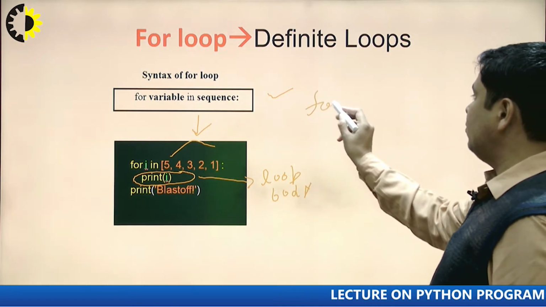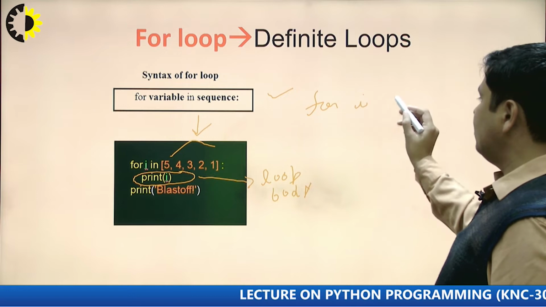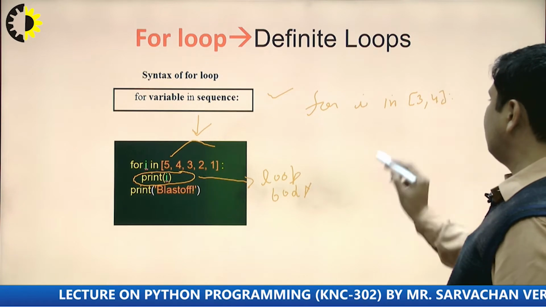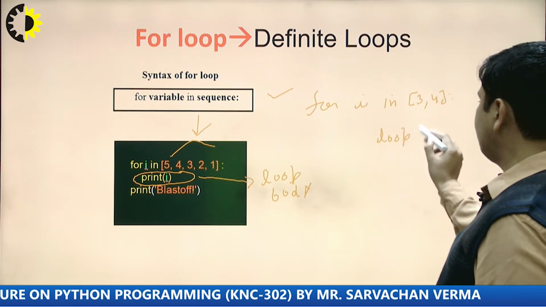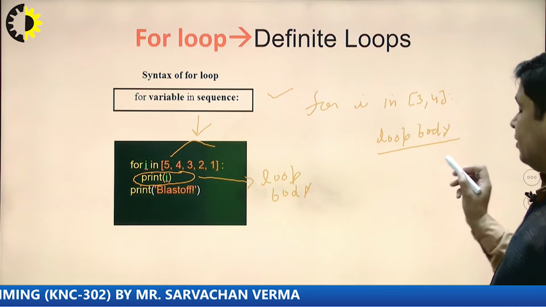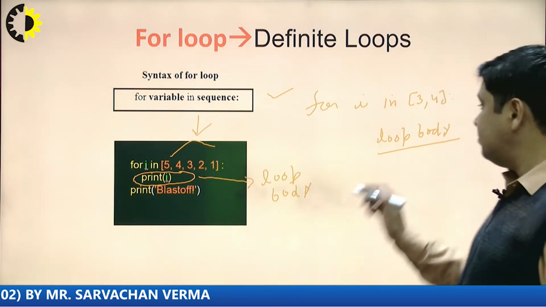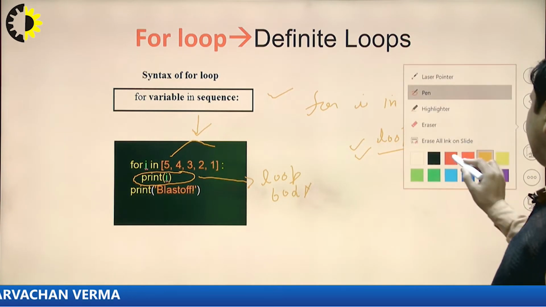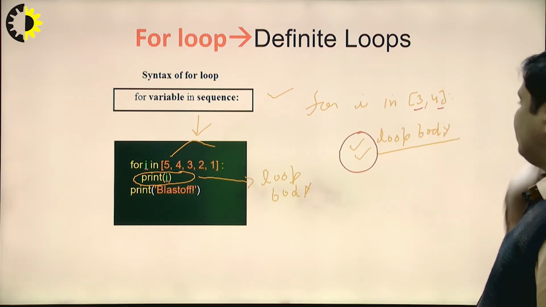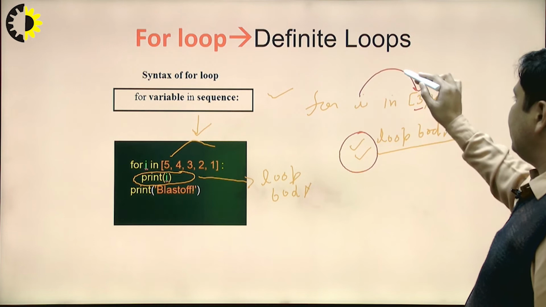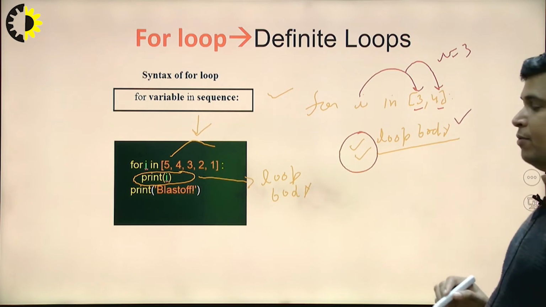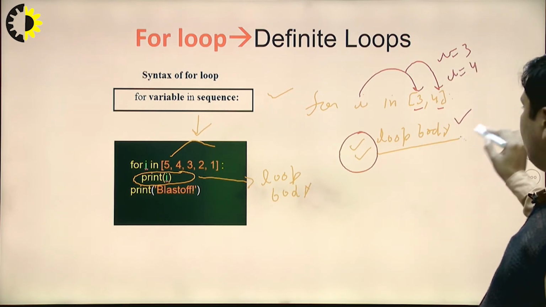Suppose I am going to write one loop, for I in 3, 4. This is the sequence. This is the loop body. Inside the loop body, there are n number of statements, and take very special care on this piece of code. It is executed every time for each value inside the sequence. First time I will take 3, then second time I will take 4. For I equal 3, this block of code will be executed. For I equal 4, this block of code will be executed.